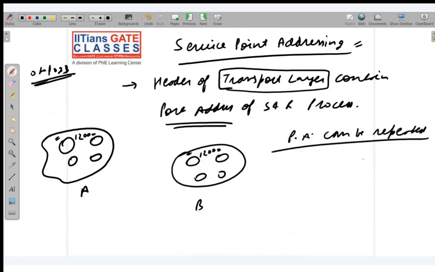When we dig deep into the topic, you will get more clarity. The more I say, the more confusion you will get in your mind, so better we simply stop here. When I start the transport layer, the first topic will be port address, and I will explain all the things. So the header of the transport layer will contain the port address of both the sender and receiver process. That is the basic thing you should remember. And what is the port address? It is the address given to each and every process. And it can be repeated also. No need to worry about it.